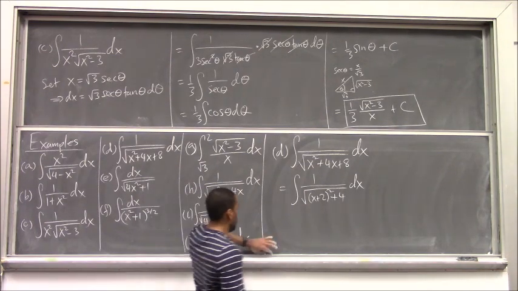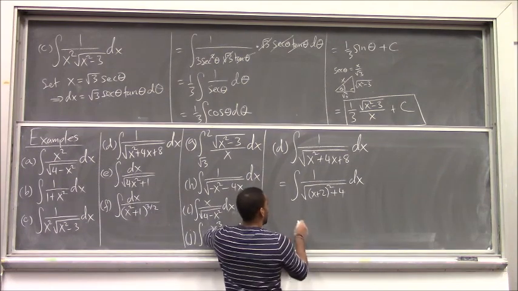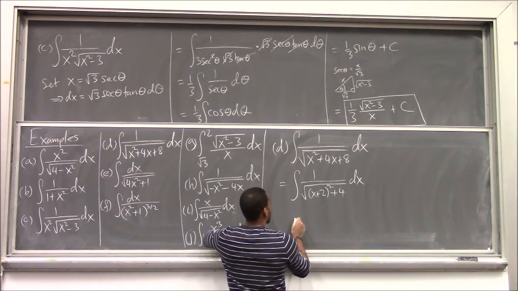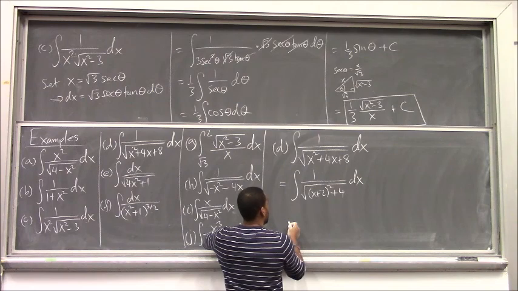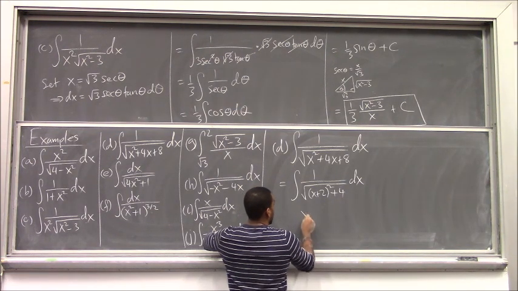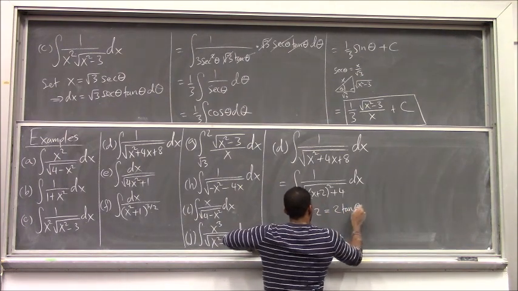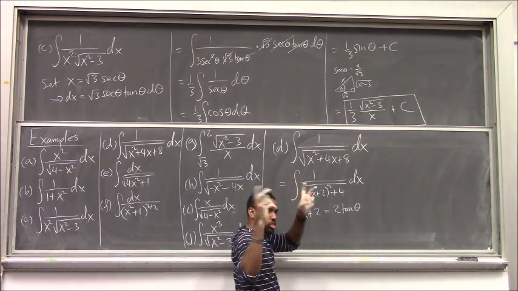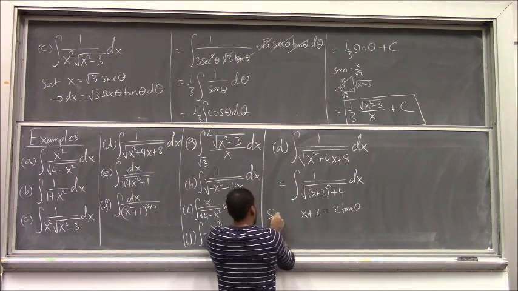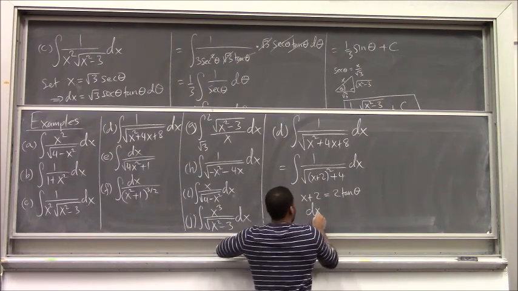And now you have 2 squares under the radical: x squared plus k squared. So how do you substitute? x equals a times tangent theta. What is it, x plus 2 is equal to 2 tangent theta? Right, because the x plus 2 is like the x, so that's your variable. Differentiate both sides.